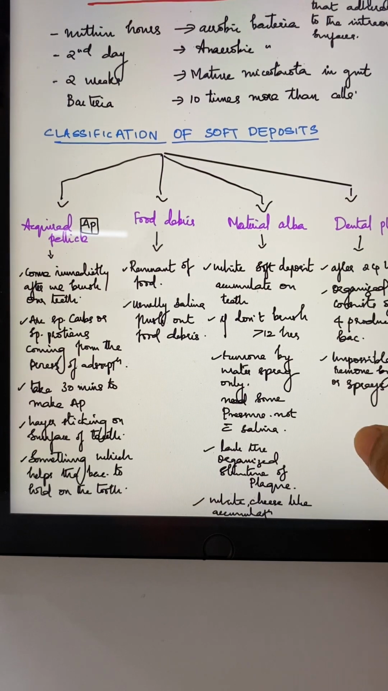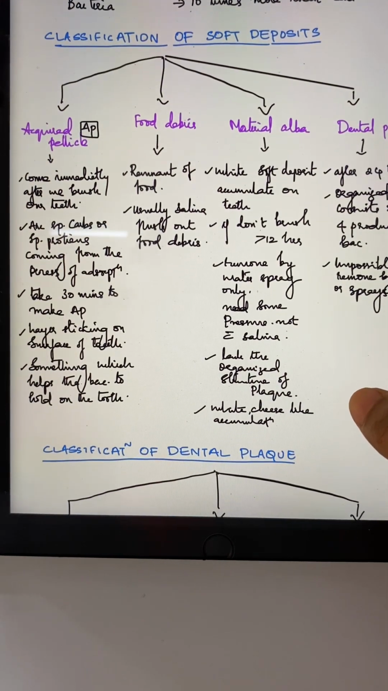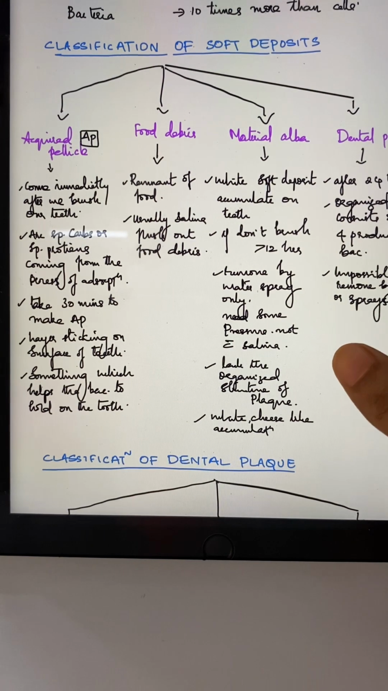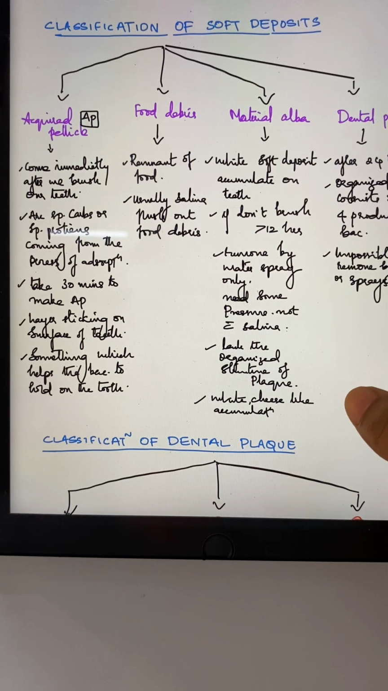Then we will see the classification of soft deposits. There are four types of soft deposits. The first one is the acquired pellicle, then food debris, materia alba, and dental plaque. So we will see what the differences are. There are only slight differences between these four, so it can be a little difficult to understand. First, we will see what the acquired pellicle is.